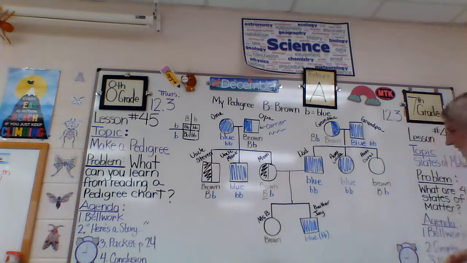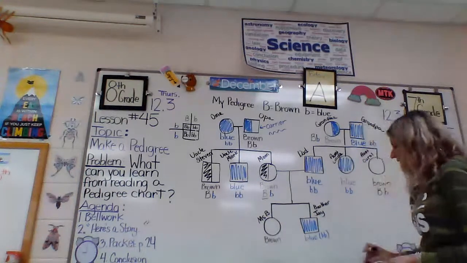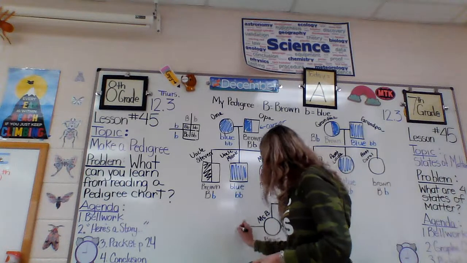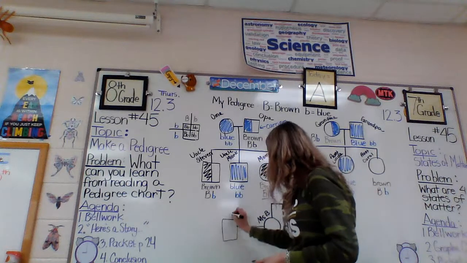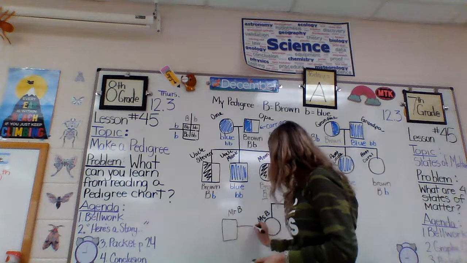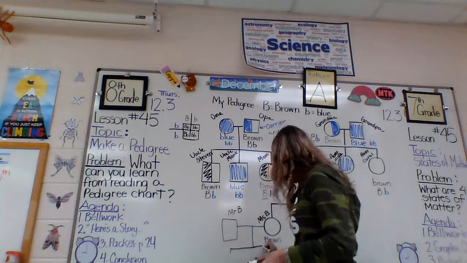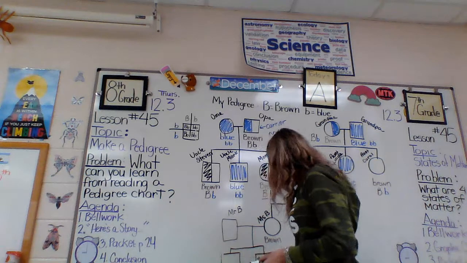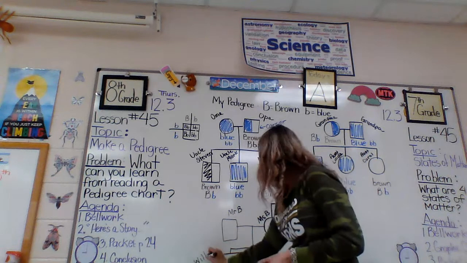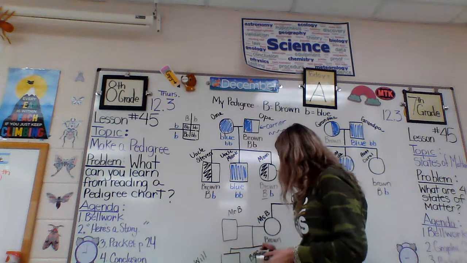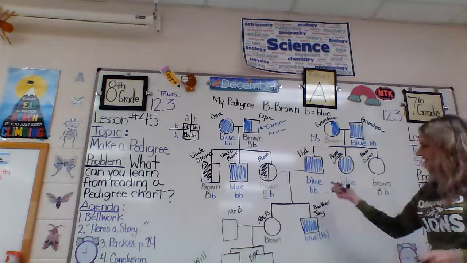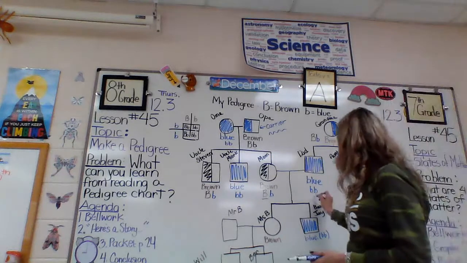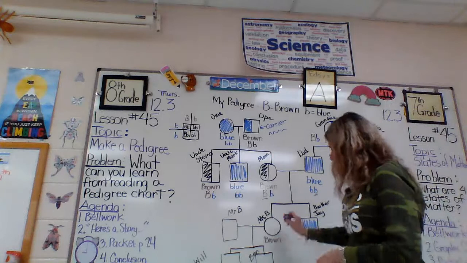And then for myself, what's interesting is I'll give you a little more information because I do have two children of my own. So I'm going to add Mr. B, and then I'm going to add my two children, and I have two boys. I have Will, and I have Ben. And based on this, can you tell if I'm a carrier or not? Again, you can't tell by looking at my eyes, but what you can tell is Dad had to give me one of his blue-eyed genes, so I'm a carrier.